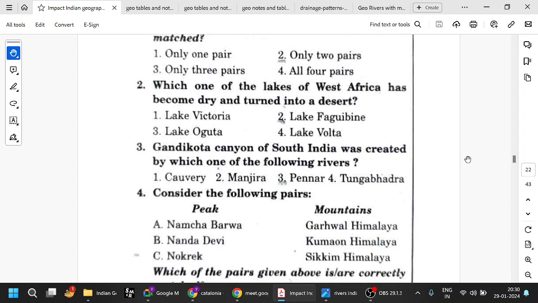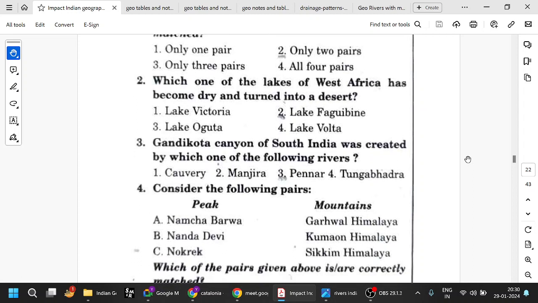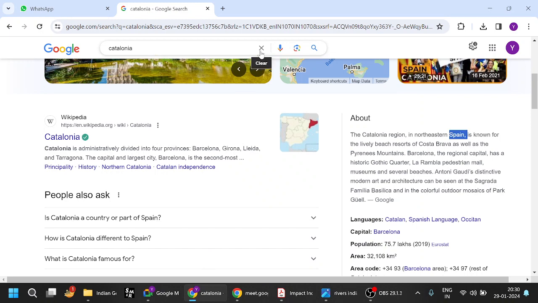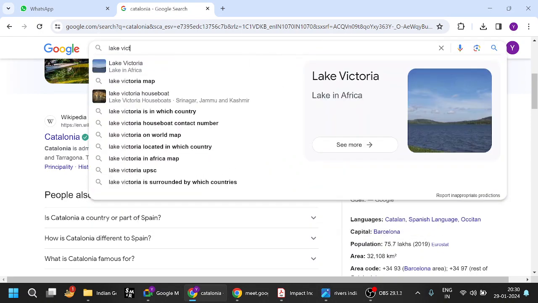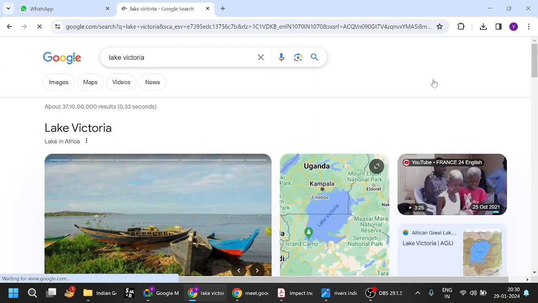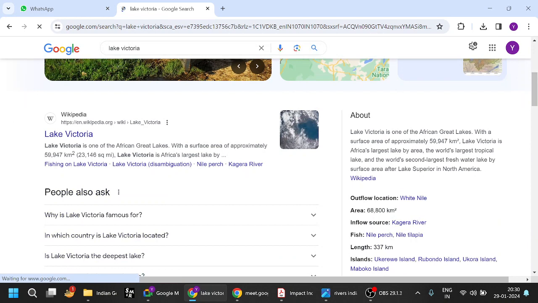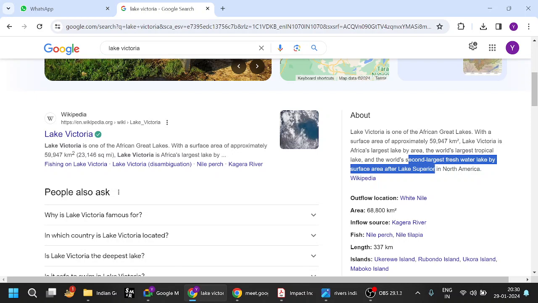Which of the following lakes of West Africa has become dry and turned into a desert? These are all basically, I think this is Lake Volga, Russia. Lake Victoria is also in Africa, I believe. Lake Victoria is also important, frequently asked. Lake Victoria is in Africa, and it is the world's second largest freshwater lake after Lake Superior. Lake Superior is also frequently asked. Lake Superior in North America is the world's largest freshwater lake. Keep that in mind. Very important.